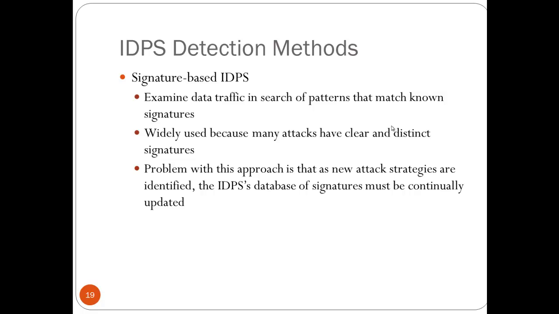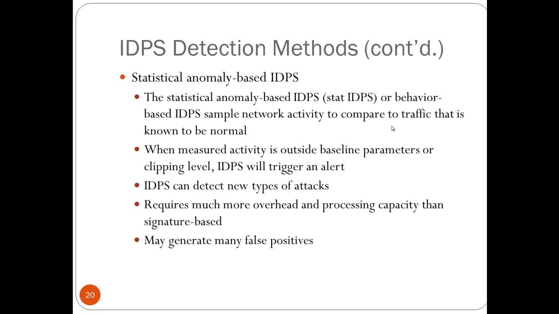Signature-based intrusion detection technology is widely used because many attacks have clear and distinct signatures, so they're readily or easily detected. The problem with this approach is that it's going to miss new attack strategies that have not had a signature identified, and have not been updated in the database of the network intrusion detection system. So that is something that we have to take into consideration when you're choosing the type of detection method that you're going to use.